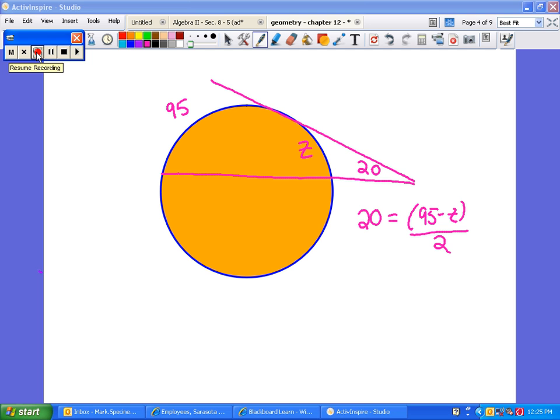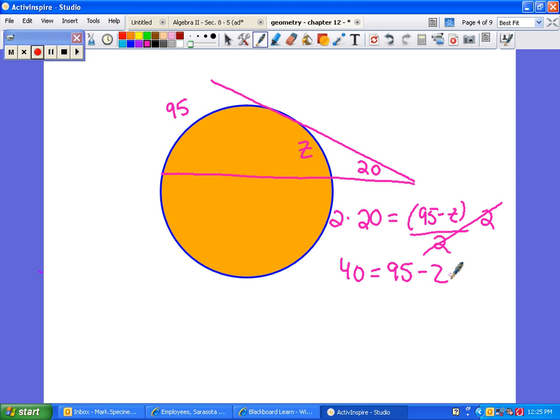By multiplying both sides by 2, that gets rid of the fraction on this side, and it gives me that 40 is equal to 95 minus z. Now I'm going to subtract 95 from both sides. I get negative 55 here and negative z here. Of course, if negative z is equal to negative 55, positive z is going to equal positive 55.